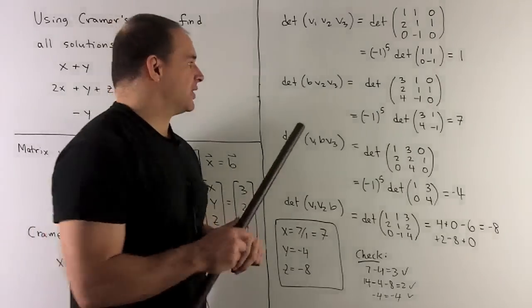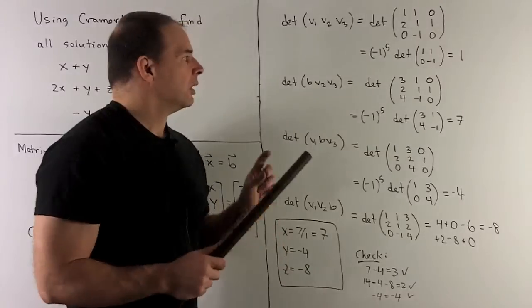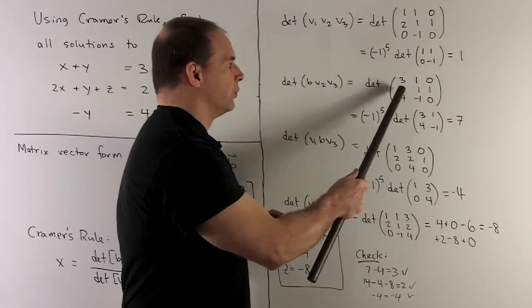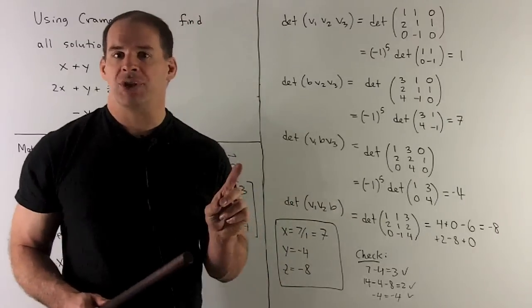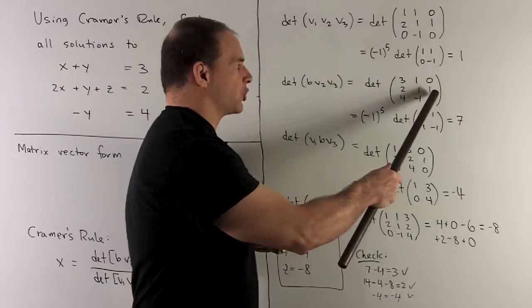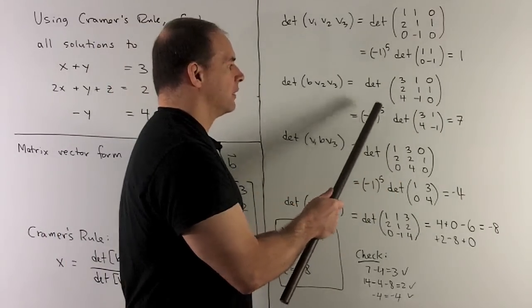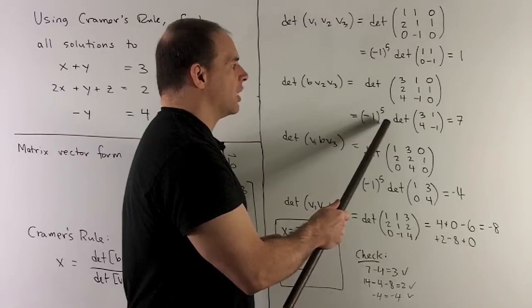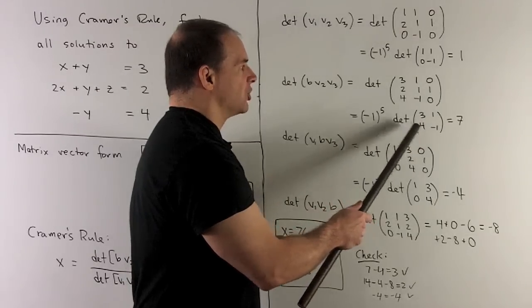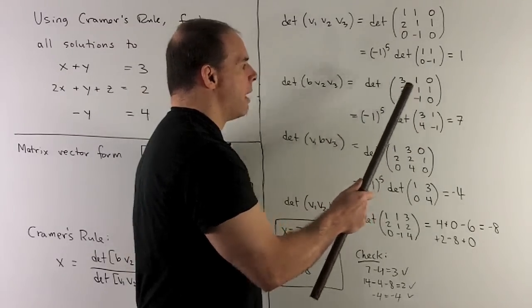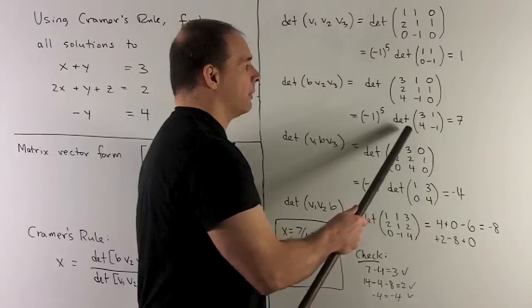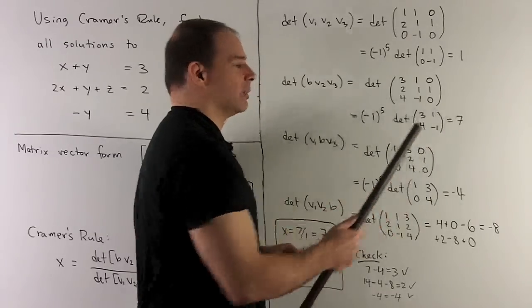Now, replacing V1 with B. That's going to give us a first column of 3, 2, 4. No change in procedure. I just target this entry here, so I have minus 1 to the 5th power times a 1 for the entry, and now the minor is going to change. It's just going to be 3, 1, 4, minus 1. Take the determinant, I get a minus 7 times a minus 1, which gives me a 7.